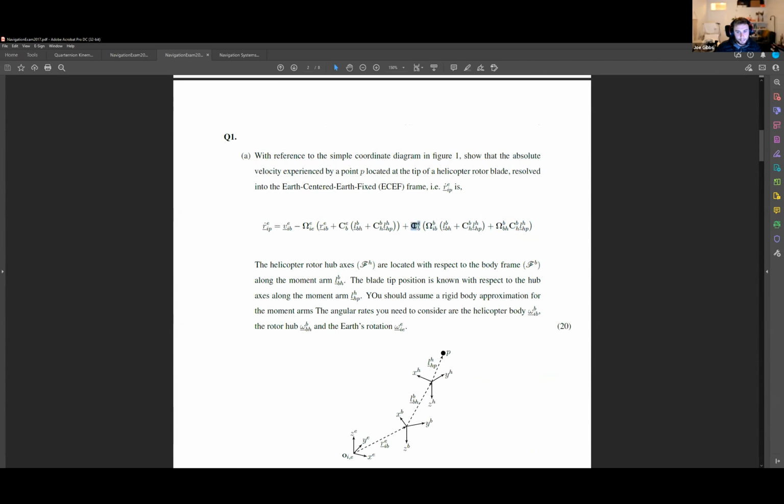So here we want to take out our direction cosine matrix for the body frame to the Earth-centered Earth fixed, and then we should have two different angular rates, which we do. So our gyroscopic angular rates, and then our hub with respect to the body. So we're going to get it in that form.